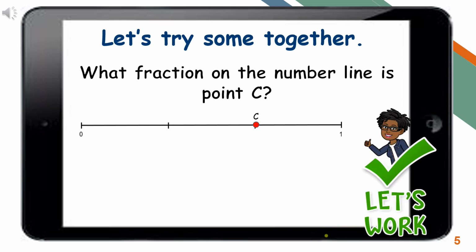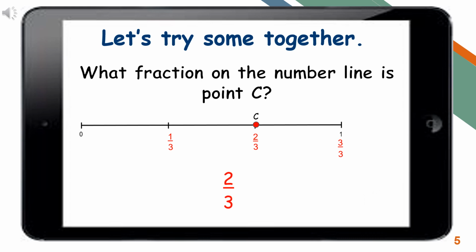How many parts is the number line divided into? Between 0 and 1, this number line is divided into 3 equal parts, so our denominator for each fraction will be 3. Notice how I labeled each part of the number line as I counted. It makes it so much easier to determine the fraction for point C. Now we can answer the question. Point C is at 2/3.